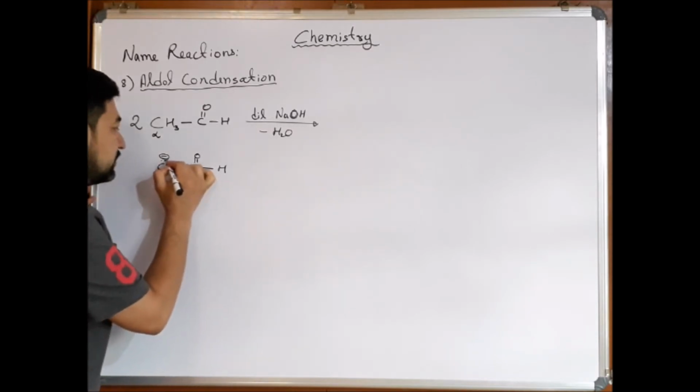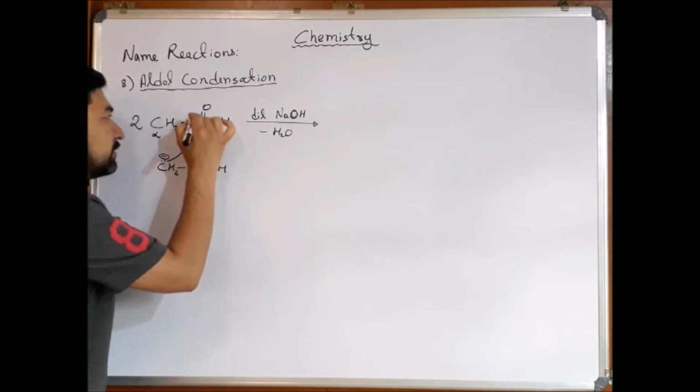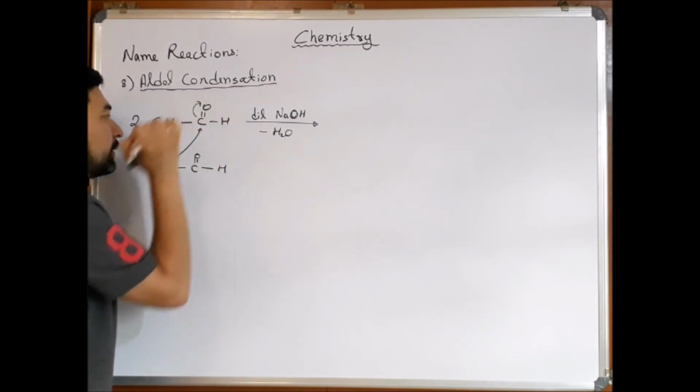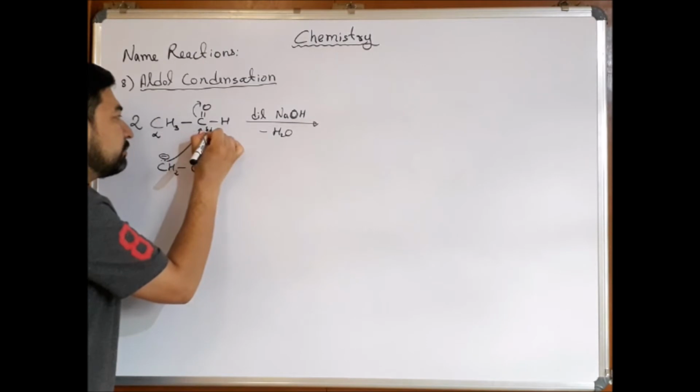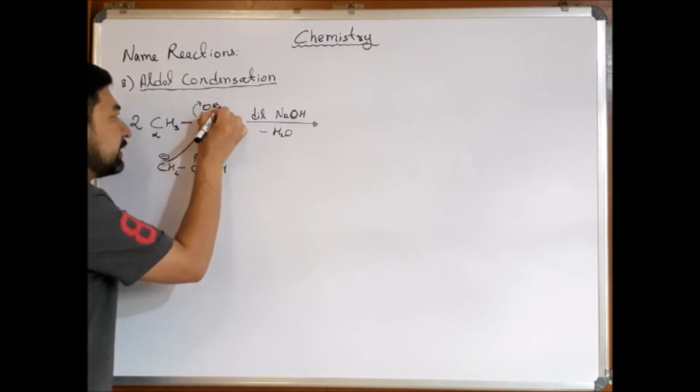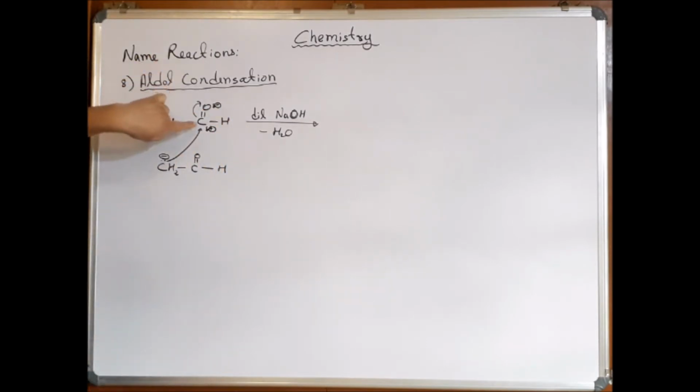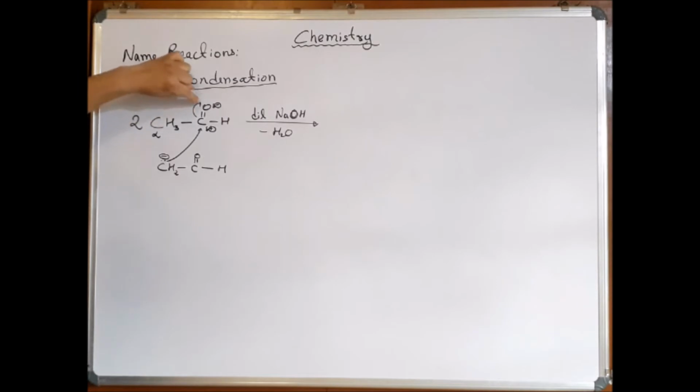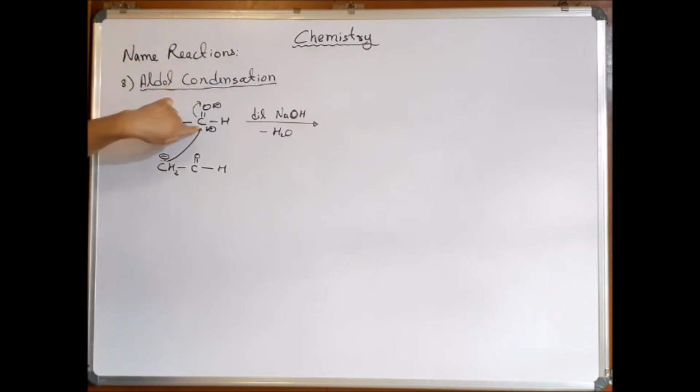This will attack the carbonyl carbon, and this bond goes here, since this is delta positive and this is delta negative. Why? Because this carbon is slightly positive. This is called the carbonyl carbon, and you can see the difference in electronegativity. This is oxygen, this is carbon. Oxygen is the more electronegative element, so this electron pair is pulled more towards oxygen. So oxygen becomes delta negative and carbon delta positive.